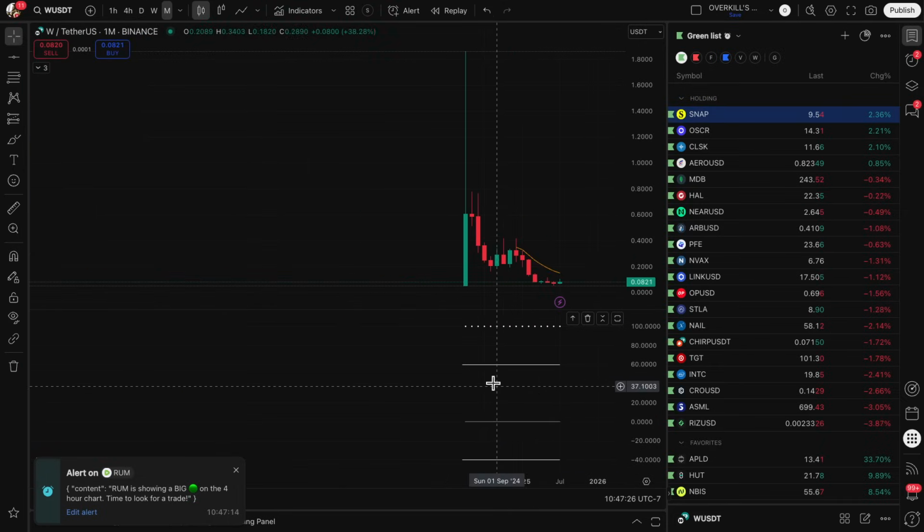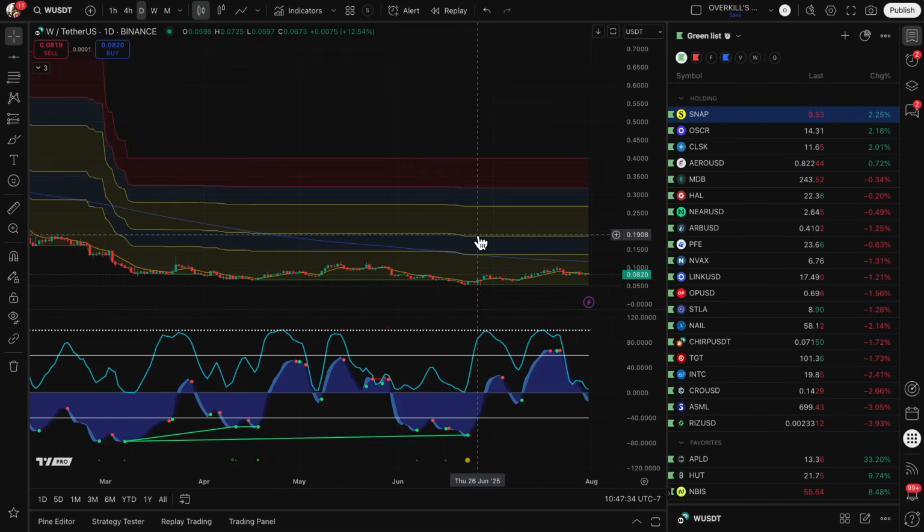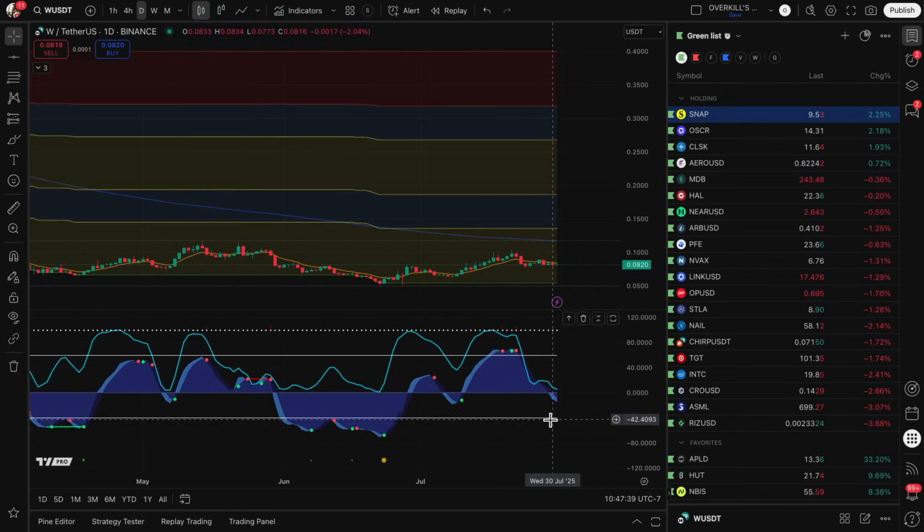There's no data on my monthly. So if you don't see any data on the indicator on your monthly chart, it's because it's too new of a coin. This thing just came out back in 2024. So it's still a very, very new project. But if you believe in it, I don't think this is a bad place to be looking to enter. I just wait for that daily dot.